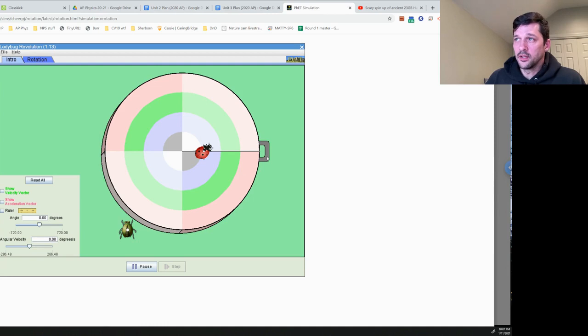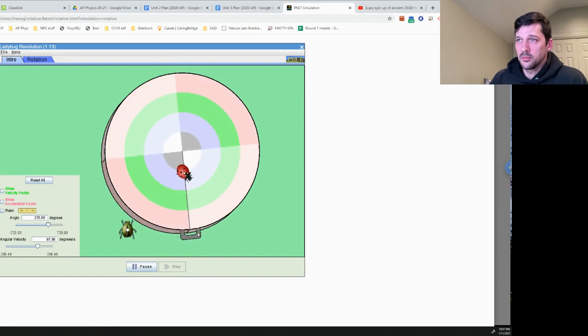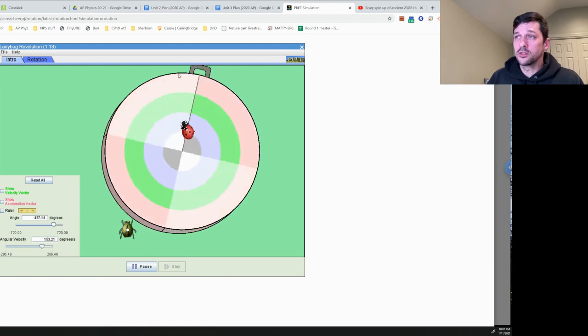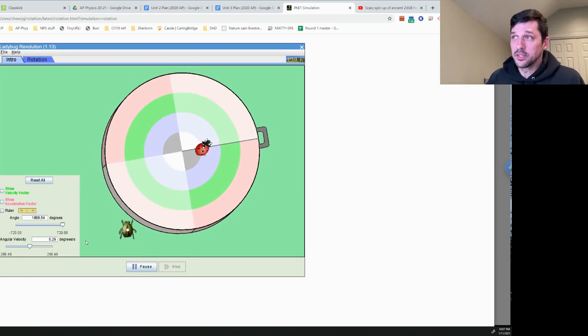But so we got this ladybug right here, and if I grab the handle and move this platter, I've now just moved the ladybug through an angle of 52.98 degrees. And if I go all the way around, as you might expect, it's going to be about 360 degrees. But if I keep going, this is the thing about rotational displacement, it keeps adding up. We've gone through 1 circle, 2 circles, 3 circles, 4 circles, 5 circles, and so on. So the rotational displacement keeps increasing.